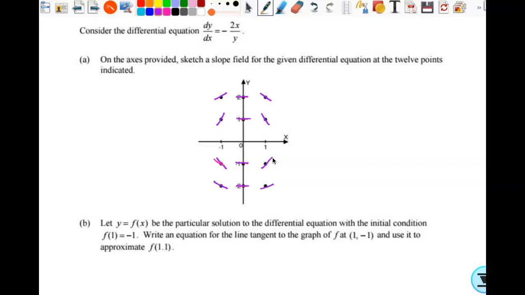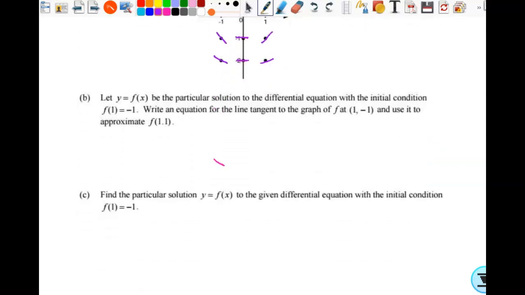All right, so now it says, let y equal f of x be the particular solution to the differential equation with the initial condition f of 1 equals negative 1. We're going to write an equation for the line tangent to the graph of f at 1, negative 1, and use it to approximate.